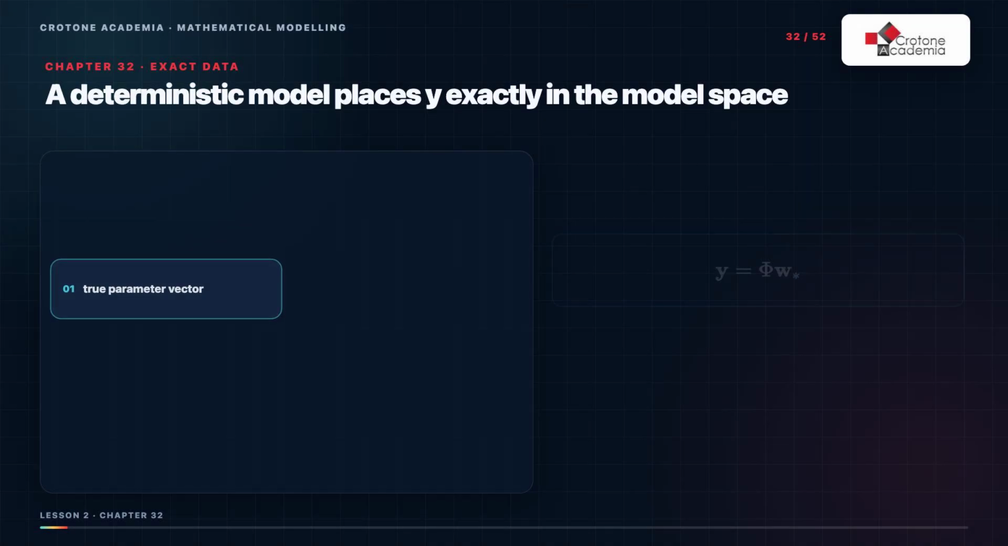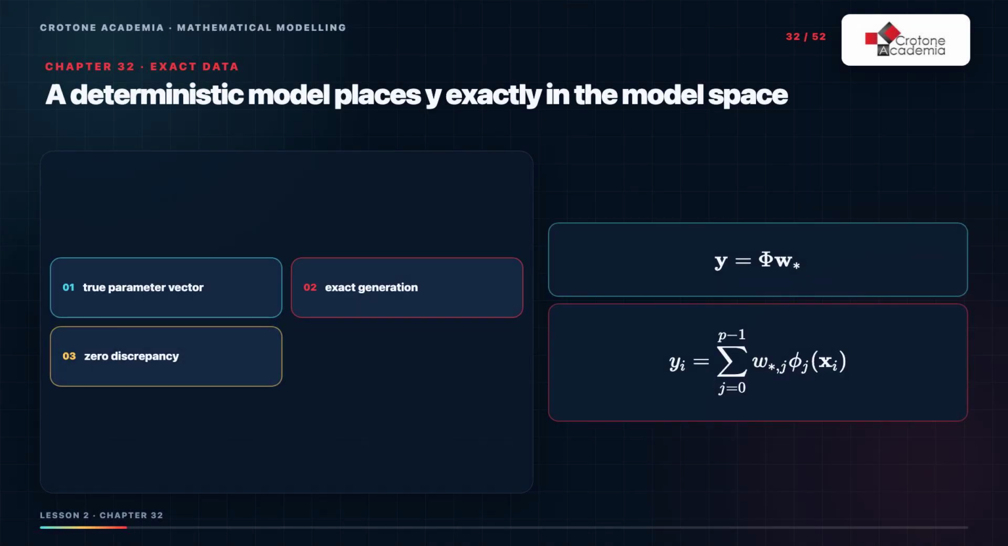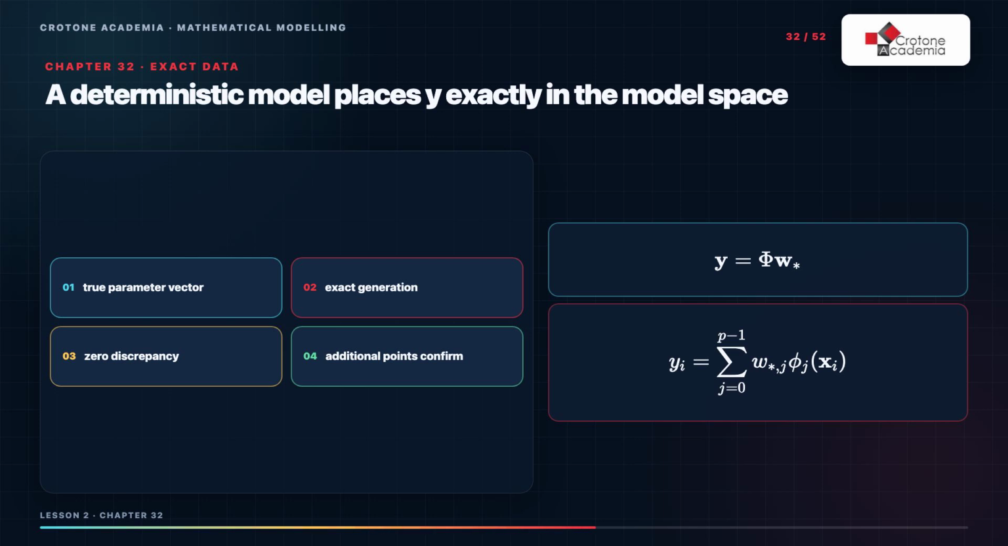In the ideal deterministic case, a true parameter vector W star generates every observed output exactly. Y equals phi W star. The observed vector lies in the set of prediction vectors available from the chosen columns. Two independent points can determine a line, while additional exact points can confirm it. This ideal case is invaluable for understanding structure, but practical observations rarely remain on a simple model with perfect equality.